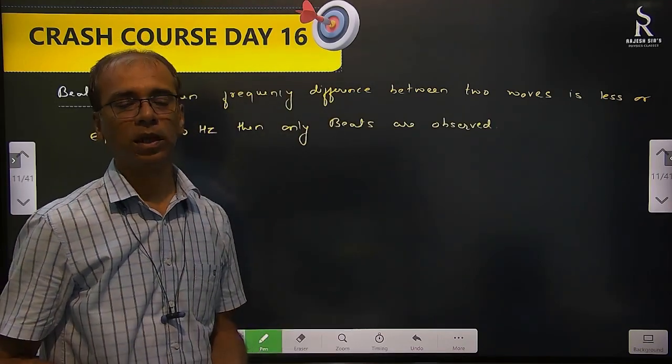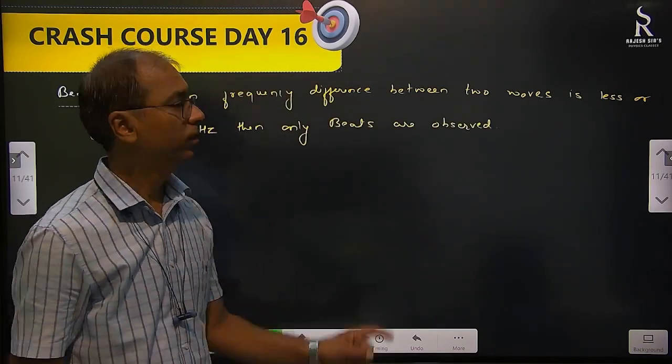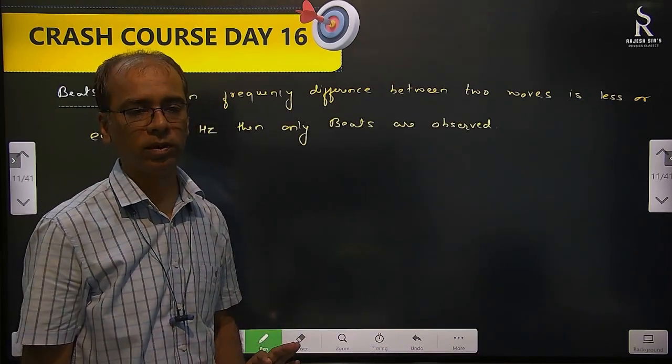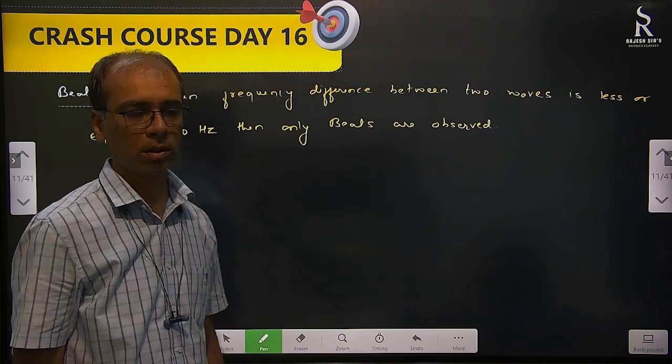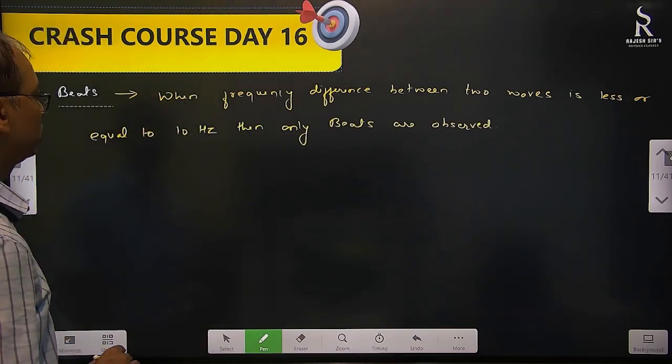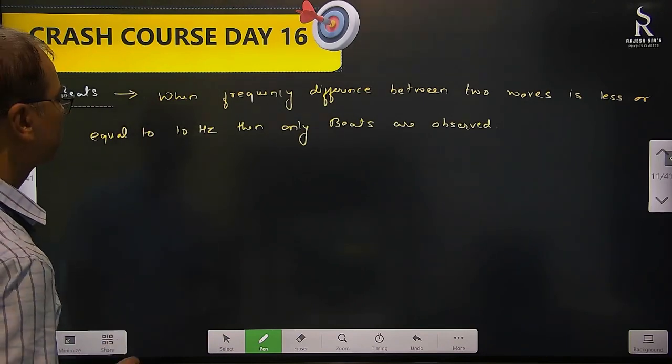the beat frequency? The answer is 0. If it is less than or maximum equal to 10, then only we will be finding beat frequency, otherwise it's 0 only. Okay. So when the frequency difference between two waves is less than or equal to 10 hertz, then only beats are observed. What is beats?